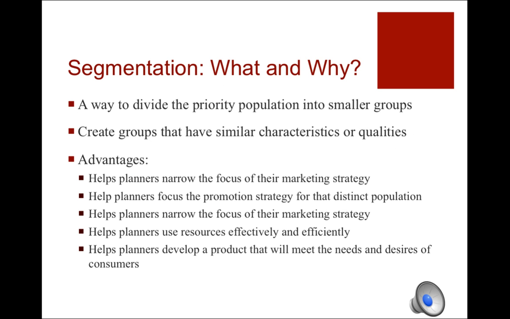I have mentioned this word before, but what does it mean, and why is it important to program planners? Segmentation is a way to divide the priority population into smaller groups. The goal is to create groups that are similar, have similar interests, similar barriers and facilitators, qualities or characteristics that are associated with being at risk for certain health topics or problems, and who will respond in a similar way to the intervention.